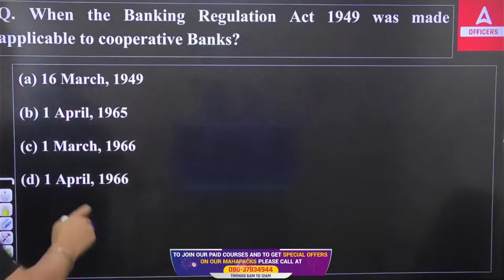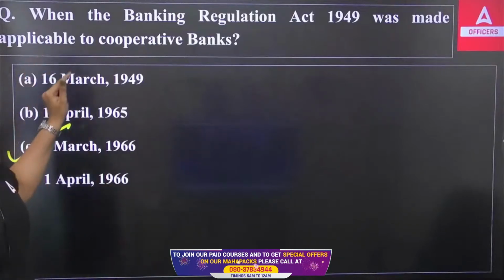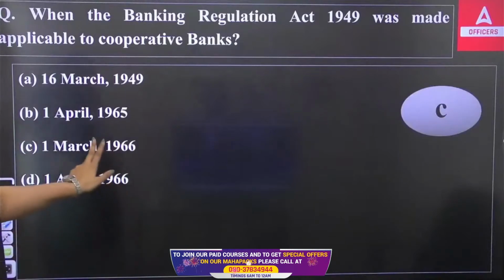So, the right answer is from 1st of March 1966, the Banking Regulation Act was applicable to the cooperative banks. So, the right answer is option C. Okay, the right answer is C.